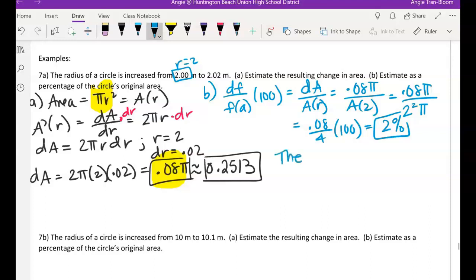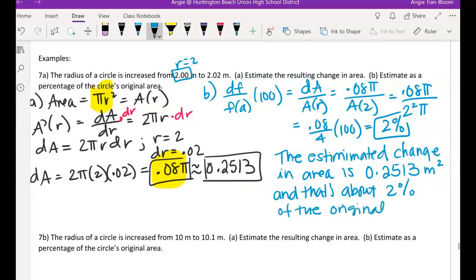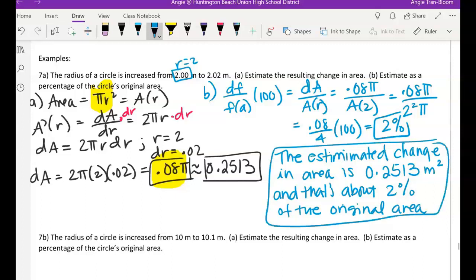The estimated change in area is 0.2513 meters squared, and that's about, we said 2% of the original area, okay? Box it up. There you go. So as you can see, the change doesn't look like it's a big number, 0.2513. So as you can see, it's 2% of your total original area.